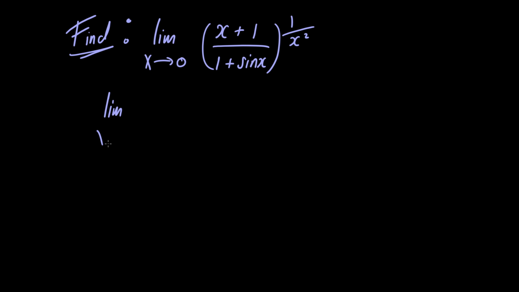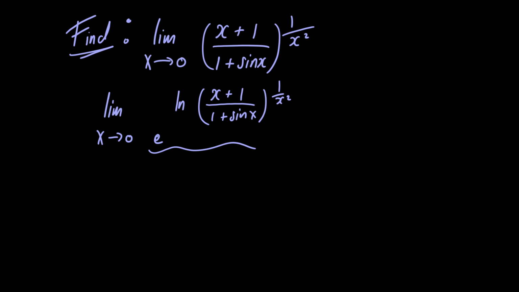The limit as x approaches 0 of e raised to the natural logarithm of ((x + 1)/(1 + sin x)) all raised to 1/x². Notice here we haven't done anything, because e raised to the natural logarithm of x is just equal to x. Now we can bring the power down front using the power rule for the natural logarithm, and we can also move the limit inside the exponential function, as the exponential function is continuous.